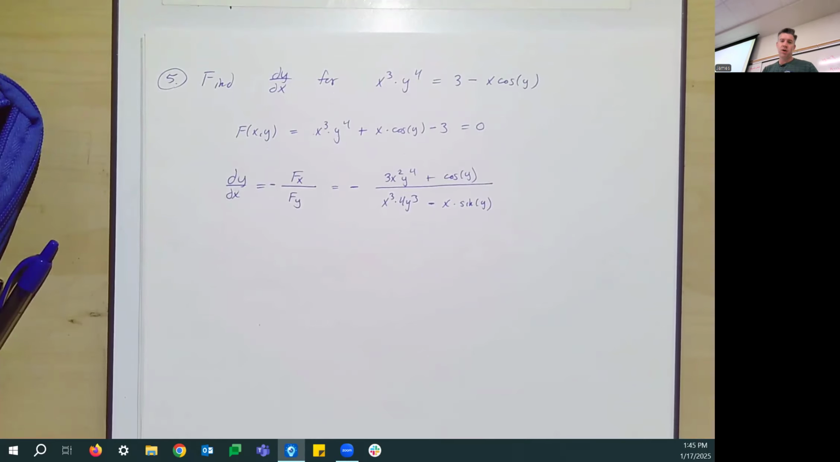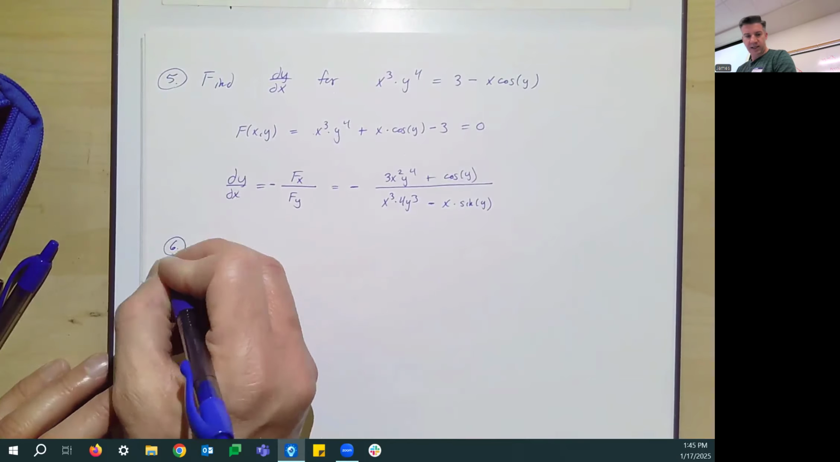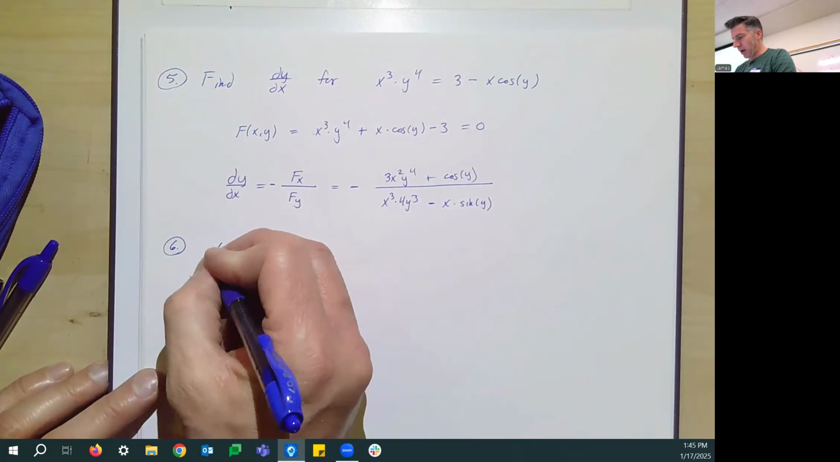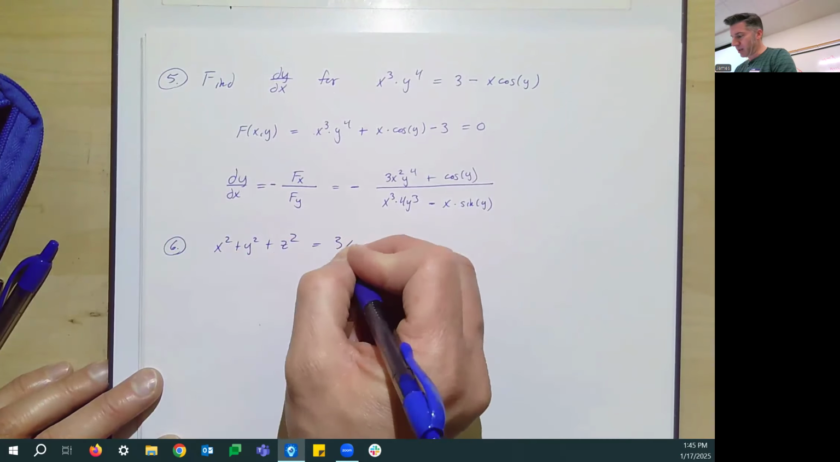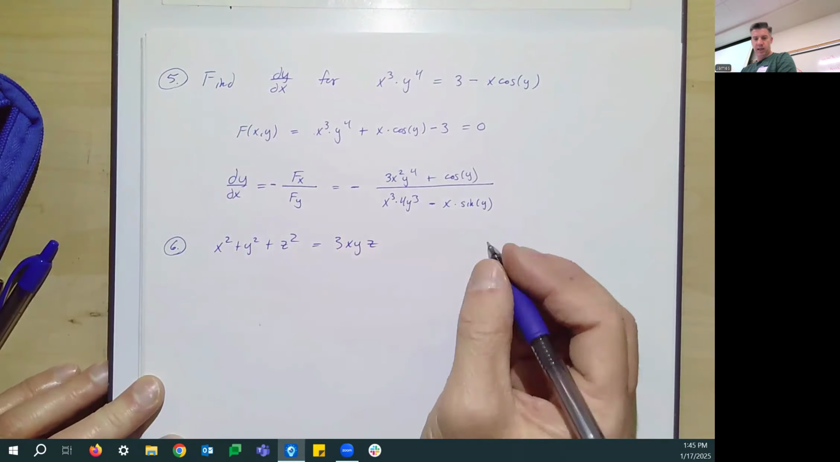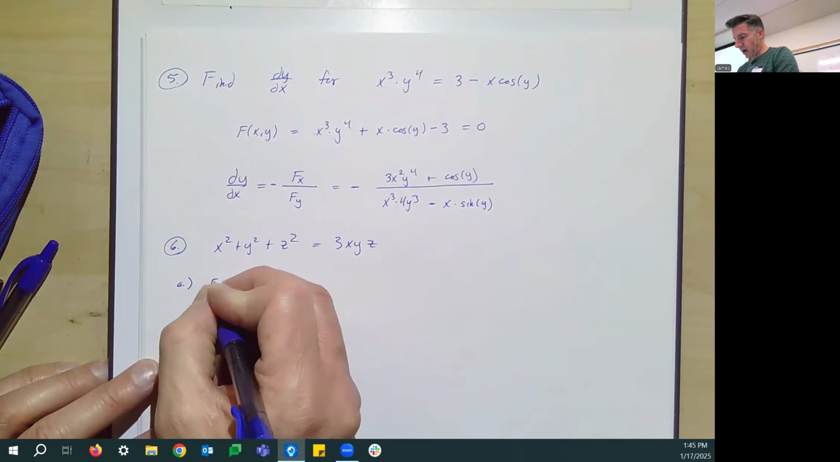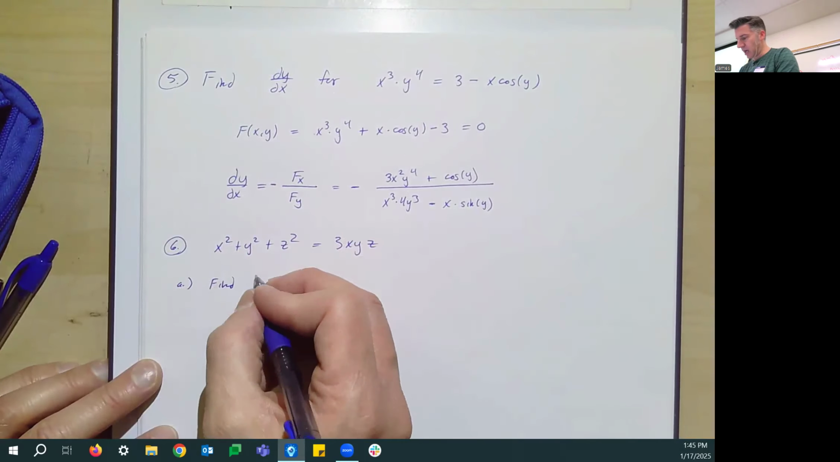So it works no matter how many variables you're using. So for example, if I gave you, say, x squared plus y squared plus z squared equal to 3 times x times y times z. And I said, find del z del x.